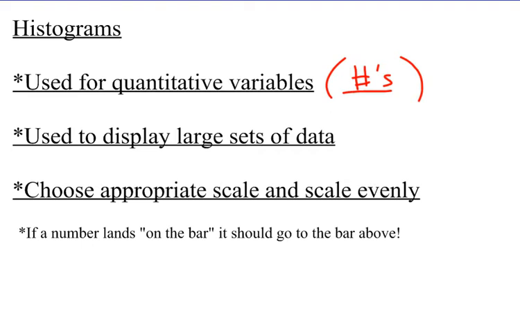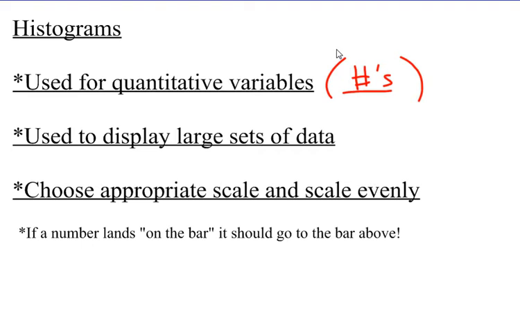So we would never use histograms for something like eye color. That'd be a categorical variable. So we'd use it for number of siblings in your house. That's a quantitative variable. The other part is it's used to display large sets of data. If we had a really small set of data, we wouldn't use a histogram. We're trying to use it to combine many, many numbers.